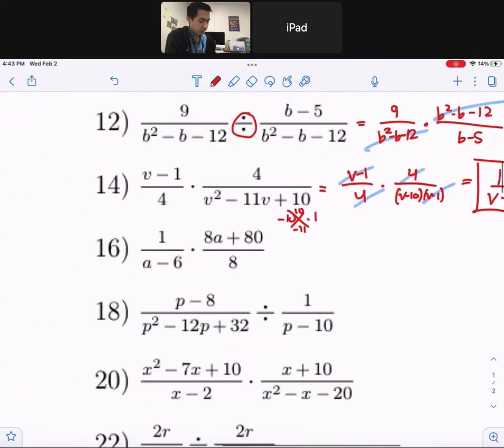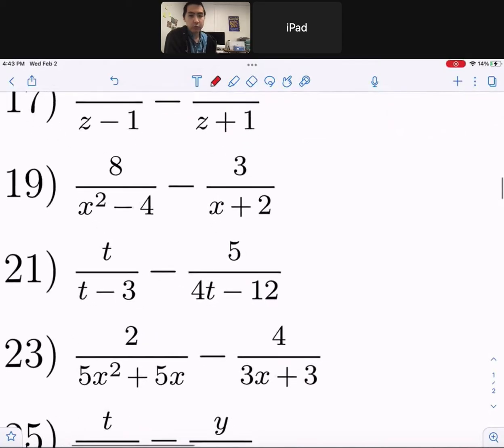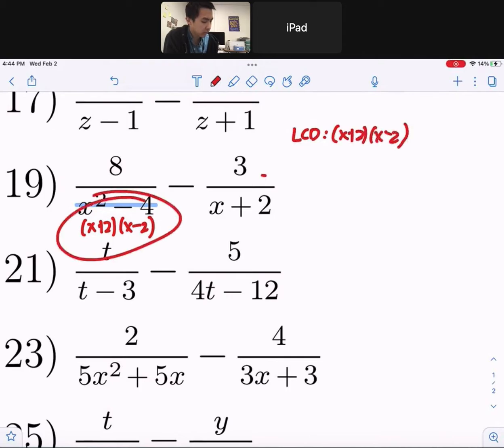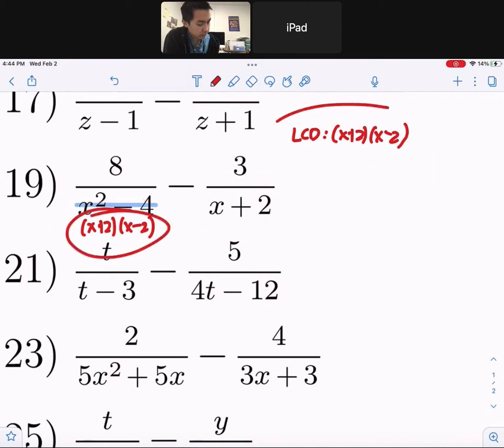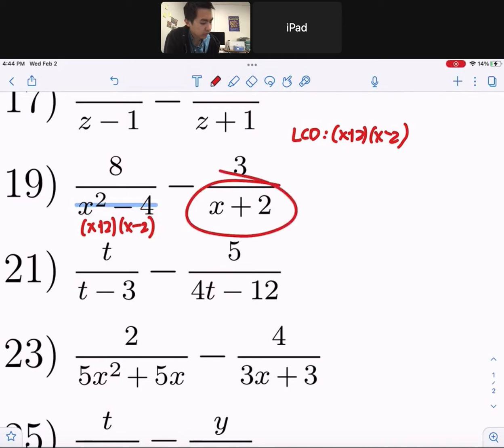We go to 19 to 21. So for 19, again, it's subtraction, so we need the same common denominator. This is something you should factor: x plus 2 times x minus 2. So the LCD is x plus 2 times x minus 2. Both of these denominators need to be this. This is already this, so we don't need to touch that one. This one, we need to multiply by x minus 2 for it to match up with that.